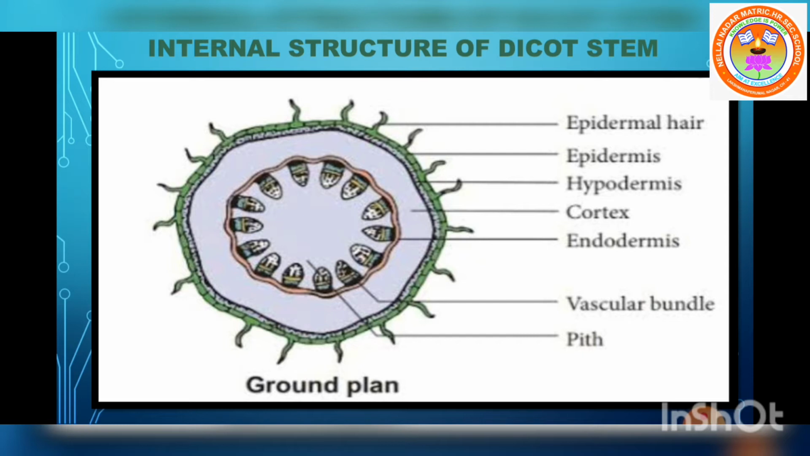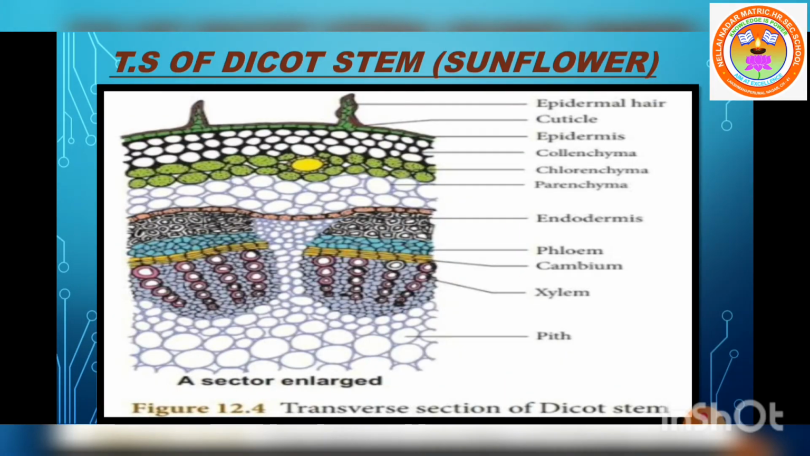Here we can see epidermis with epidermal hair, cortex with hypodermis and endodermis, then vascular bundle and pith. Let me see the primary structure of dicotyledonous stem, sunflower stem, in detail. So this is the transverse section of dicot stem. Internal structure of dicotyledonous stem reveals epidermis, cortex and stele from the periphery towards the center.